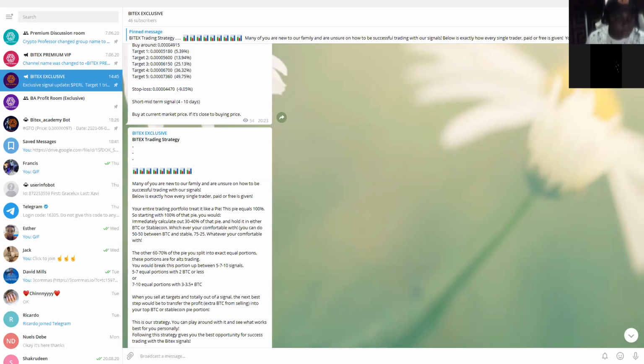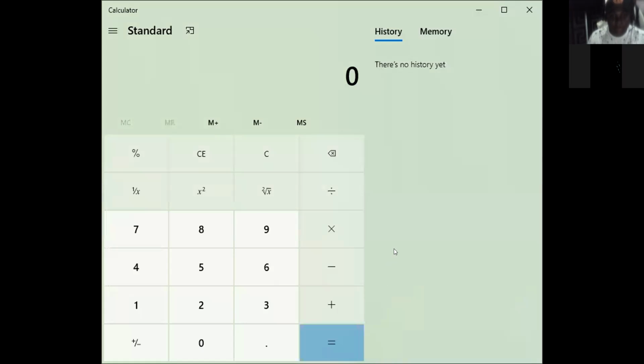My calculator is back. I see my calculator now. So 70% of one BTC is 0.7 BTC. Do you understand? Now let's divide this 0.7 BTC by 100. This particular 0.007 BTC is what we are going to be trading if you want to be taking up to 100 trades.